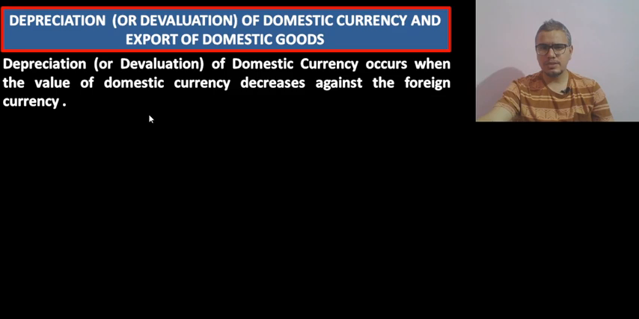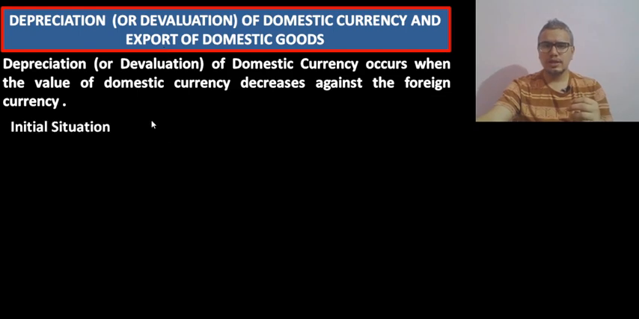Here we are not mentioning any exchange rate system because we are dealing with both depreciation and devaluation, since both terms have the same meaning. The only difference is that depreciation occurs in a flexible exchange rate system and devaluation occurs in a fixed exchange rate system. Now let us take an example to understand the relation between depreciation and export of domestic goods.